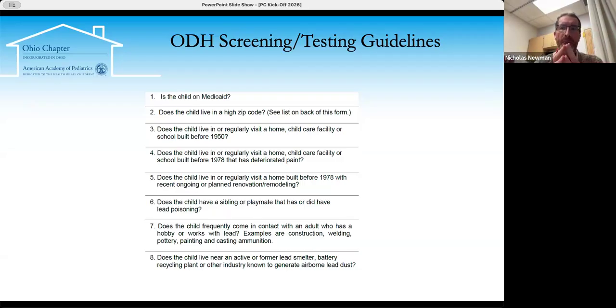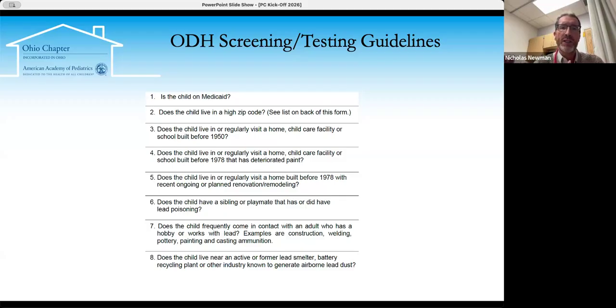Now, I can tell you down here in Cincinnati, we just decided to test everybody because almost every single zip code of our primary and secondary service areas are high risk. And to go through that for the volume of kids that we see, it wasn't worth it to us. But each practice needs to decide, but this is at least the minimum that you should do.